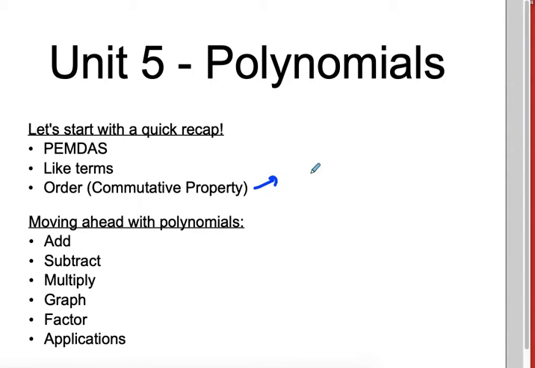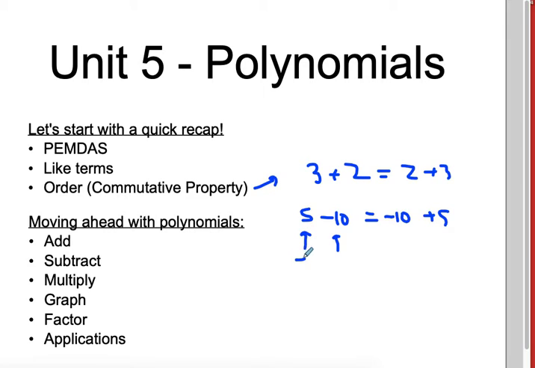The commutative property is saying that you can rearrange the terms if you want to. Like 3 plus 2 is the same thing as 2 plus 3. The other thing you got to be worried about is keeping the signs with it. And the sign is always going to be the thing in front of the number. So like if you have 5 minus 10, you can rewrite that as negative 10 plus 5. So here, this 10 is negative, and here, this 5 is actually positive.